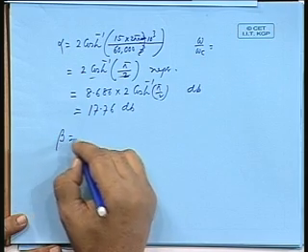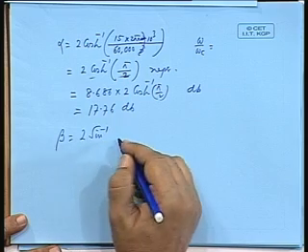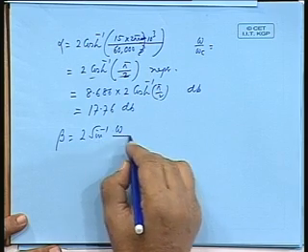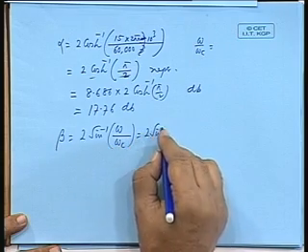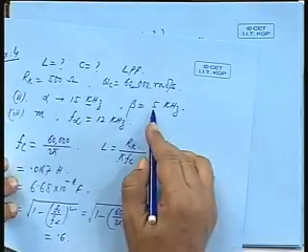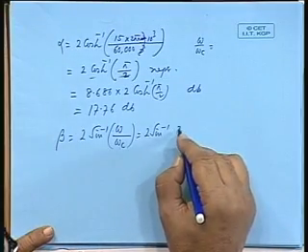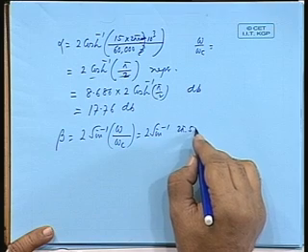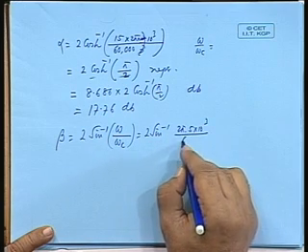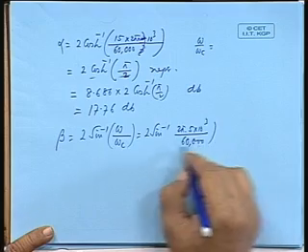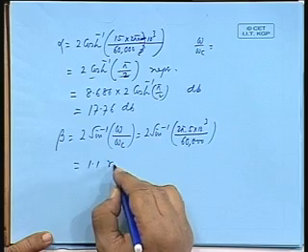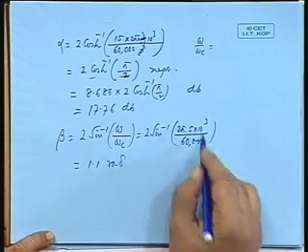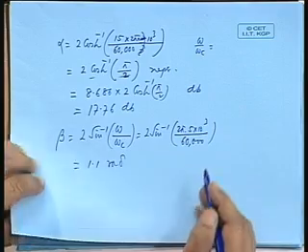Beta is 2 sin inverse omega by omega c. To get sin inverse beta you have to calculate at 5 kilohertz. So, 2 pi into 5 into 10 to the power 3 divided by 60,000. That gives me in radian 1.1 radian. This comes out to be 1.1 radian. All right. So, these are the values of alpha and beta.